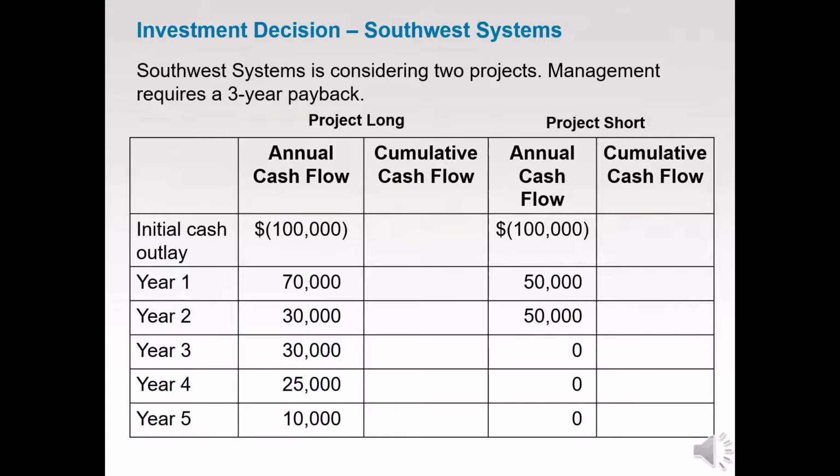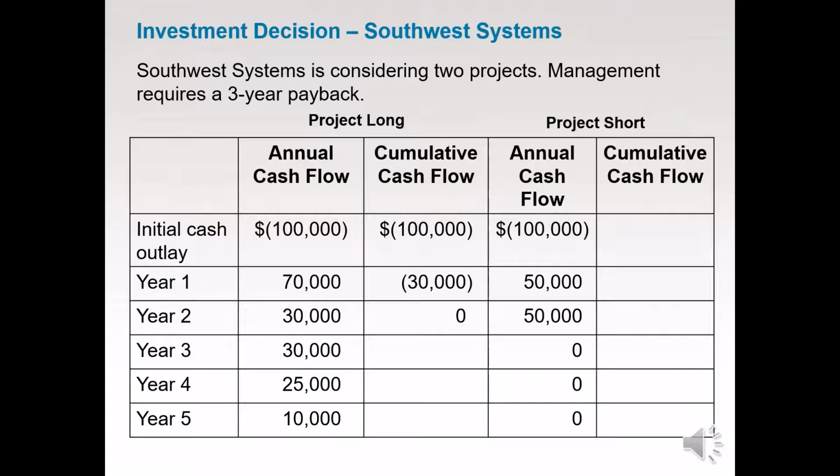Here we're going to take a look at an example for Southwest Systems where they're considering 2 different projects, and they're looking based on the payback period. So here you can see that management requires a 3-year payback. So they're going to make their decision solely on the fact of whether the project will pay back its initial cash outlay within a 3-year time frame.